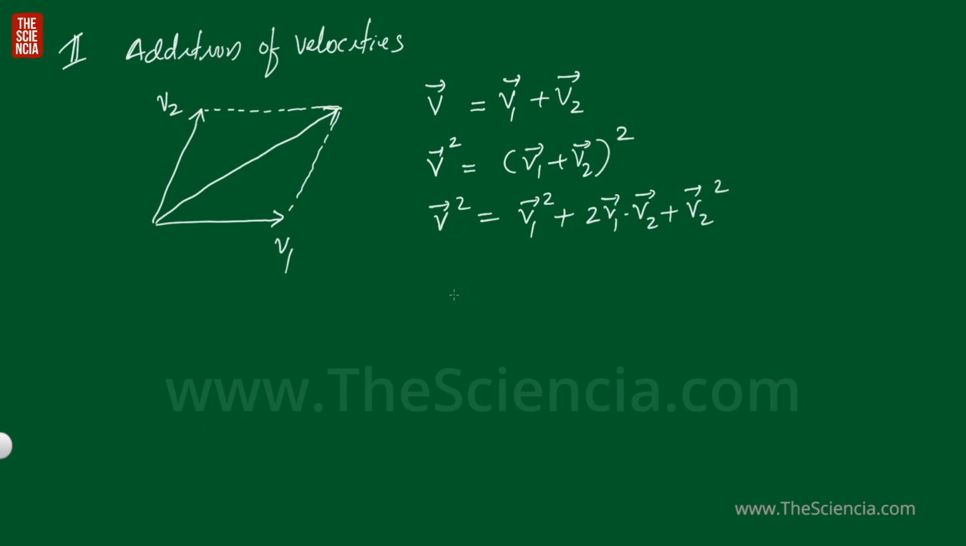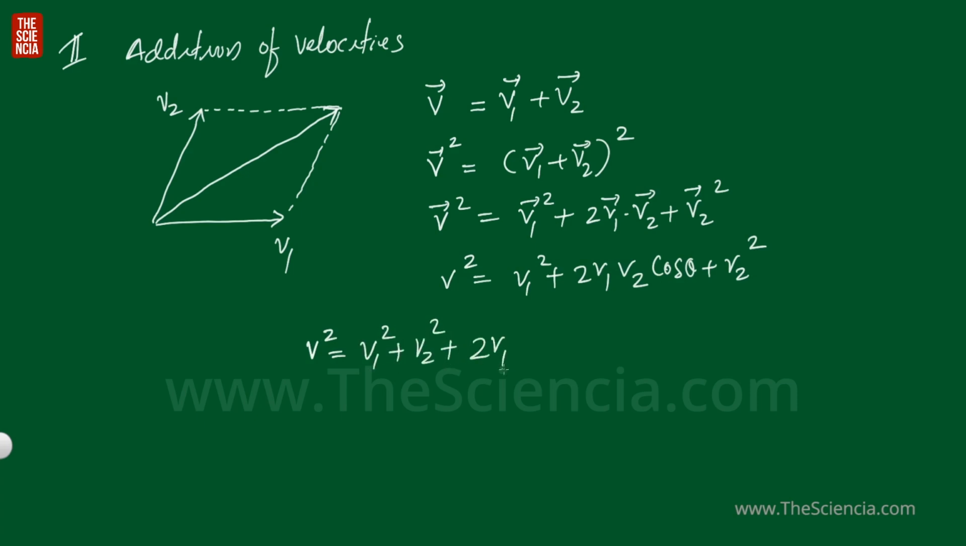So what we get after taking the squares? We get v square equal to v1 square plus 2 v1 v2 cos theta plus v2 square. That is, we got v square equal to v1 square plus v2 square plus 2 v1 v2 cos theta. So here this one is the angle theta. So for the different angles theta values, we get different velocities.